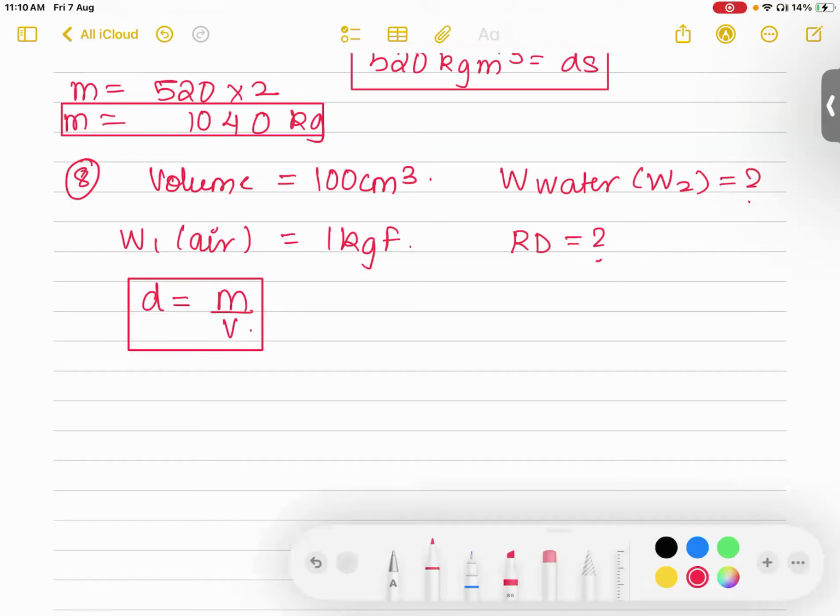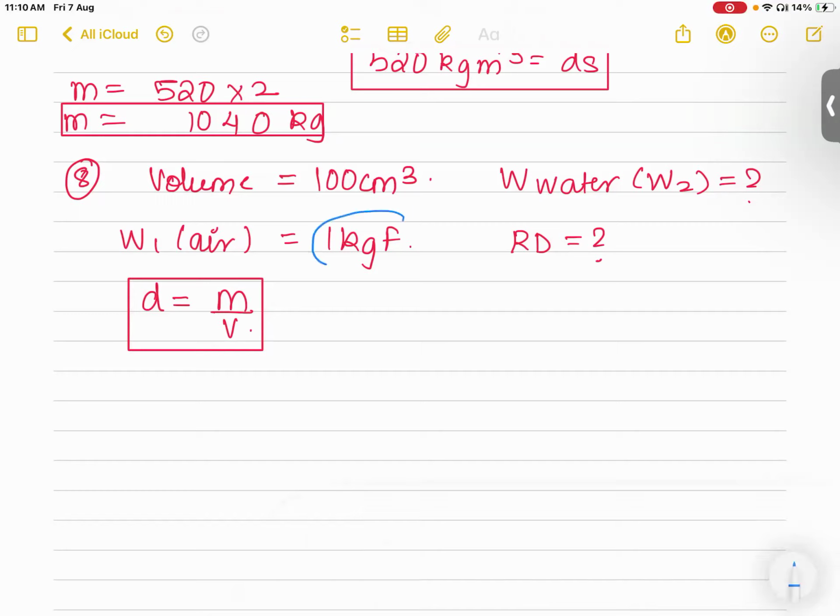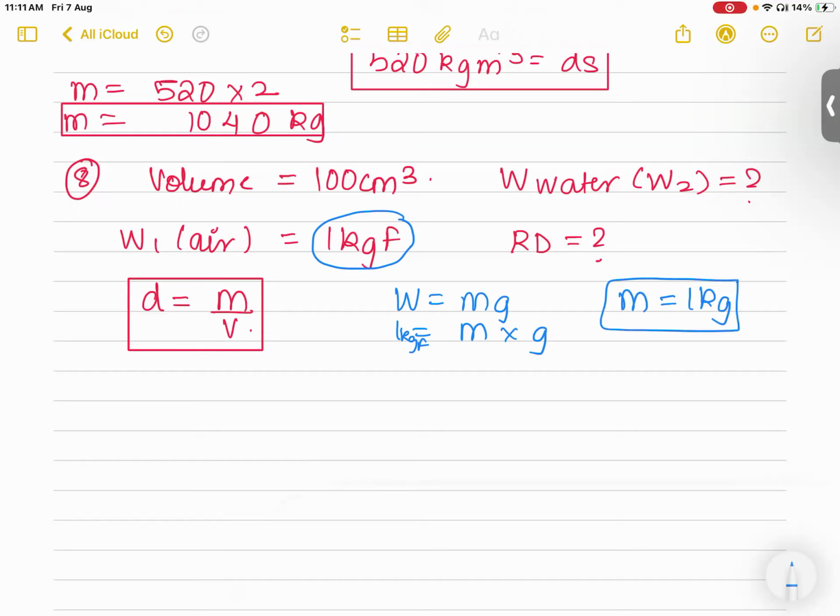They have instructed weight in air is given as 1 kgf. I know that weight is mg. So 1 is equal to m into g. It is technically 1 kgf. That g will get cancelled. I'll get mass as 1 kg of that object. Now, density is 1 upon volume, guys.